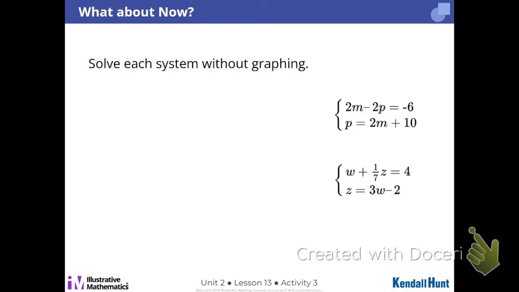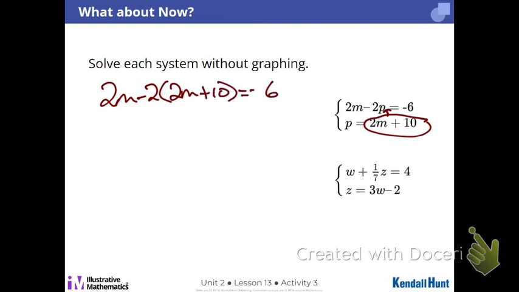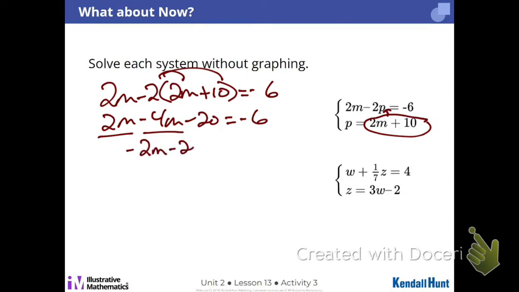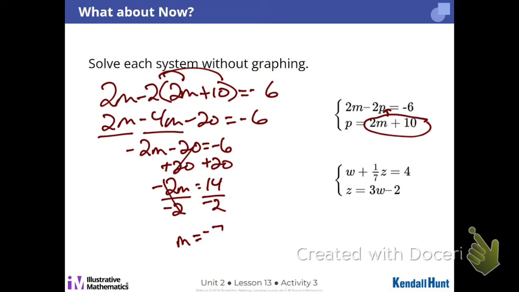Most people saw that if P is this, P is also that. Which means 2m minus 2 times P, which is 2m plus 10, equals -6. The next thing I would do to isolate m is distribute. That's where I am after distribution. I would then combine like terms. And I've got 2 more moves to get m alone. Plus 20, and divide by -2. So m is -7.